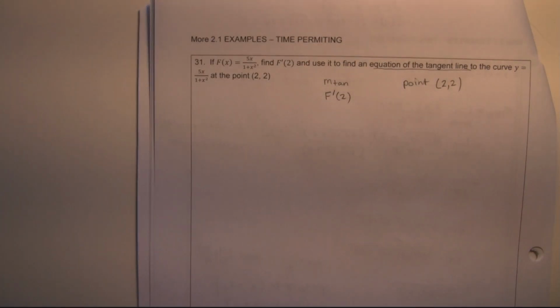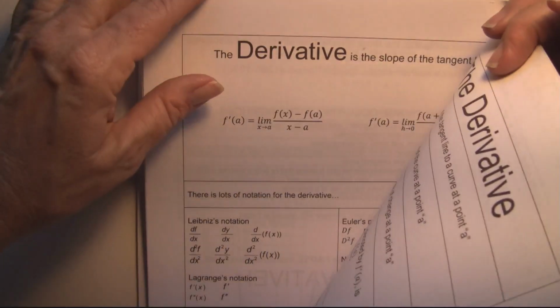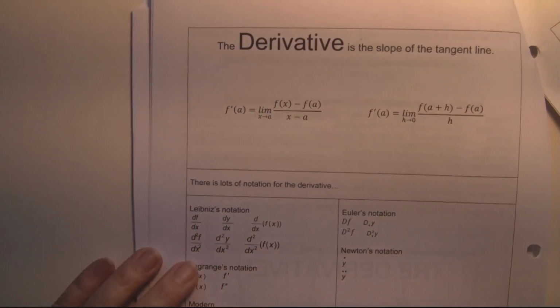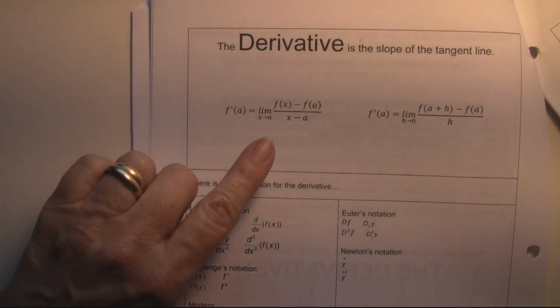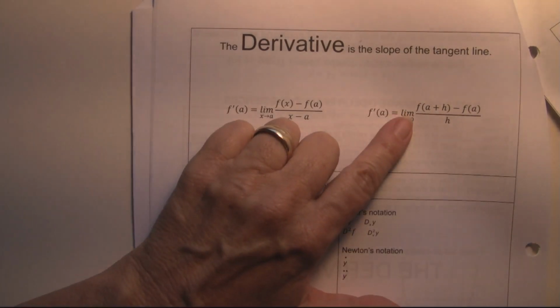So I get the choice of the two different definitions for the derivative. And so whichever one I want to use is okay. And if you're wondering, well, what were the definitions of the derivative? They're right here, right? So I can use this one right here, or I can use this one right here.